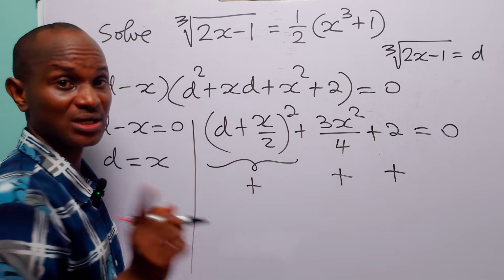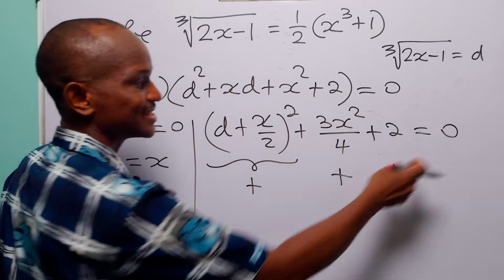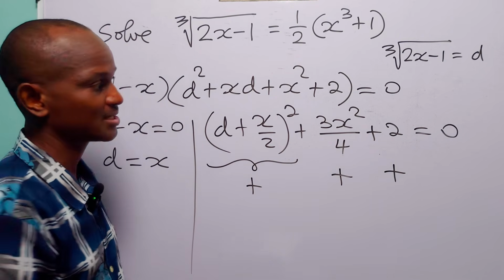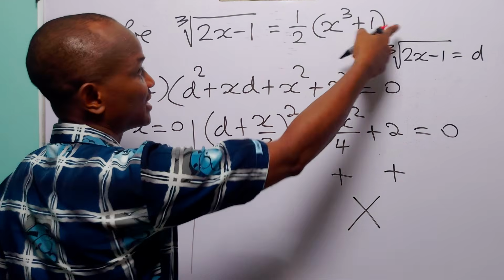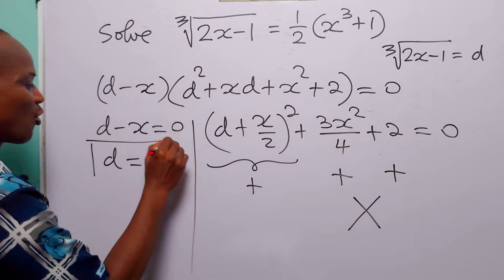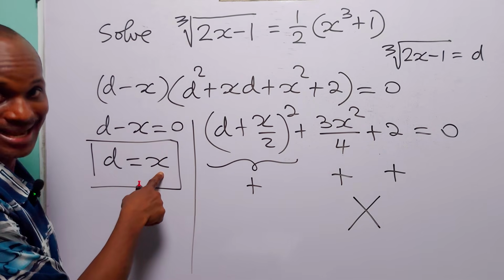Now, this second equation is telling us that the sum of 3 positive numbers is equal to 0. And you know that this is impossible for real numbers. So this second equation is of no use to us in solving this equation. So ultimately, this is the only relationship we have between d and x.